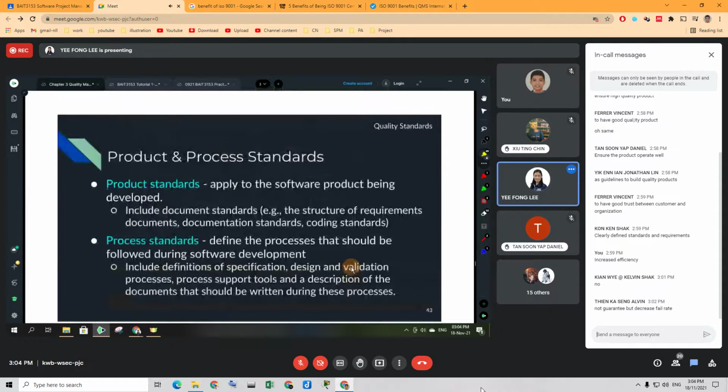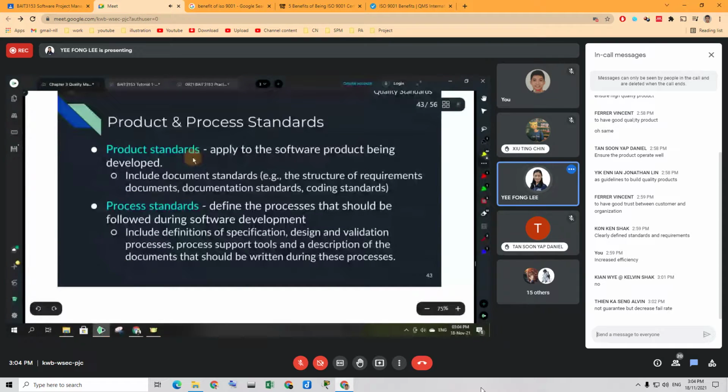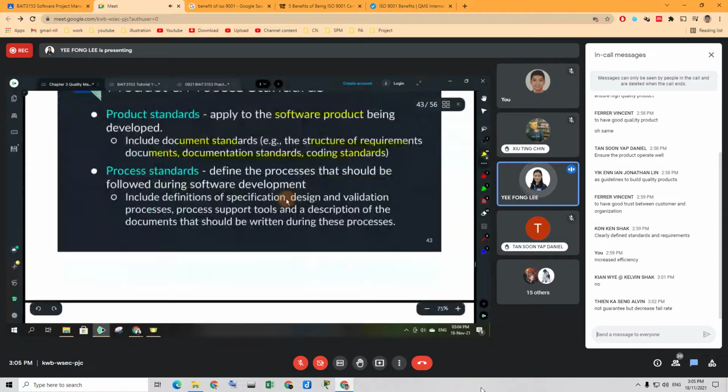Product, we split into two categories. The guide can be product standards or process standards. So this product standard applies to the software product. So the keyword is here: apply to the software product that is being developed. There are a few examples listed here. Other examples are listed here too. There's one question in the tutorial asked about this.